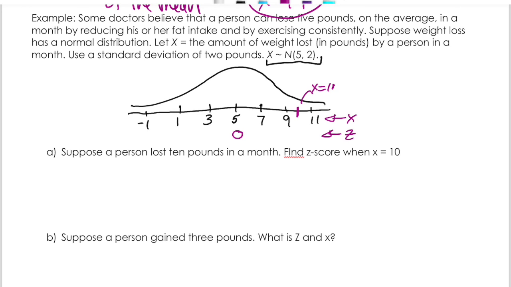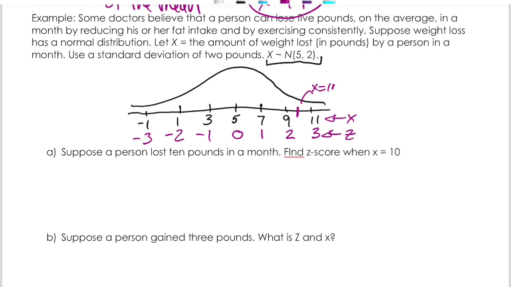So this is 0 standard deviations away from the mean. This is 1, this is 2, this is 3. This is -1, meaning 1 standard deviation but to the left. This is -2, and this is -3.